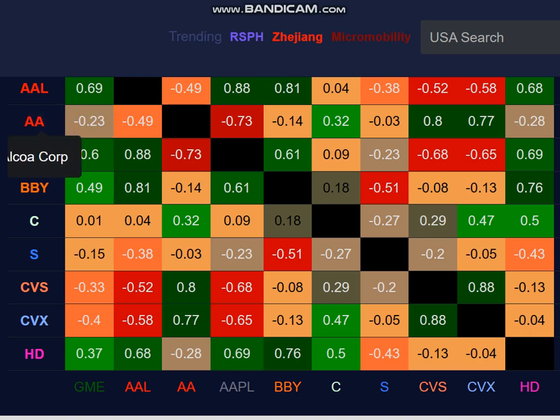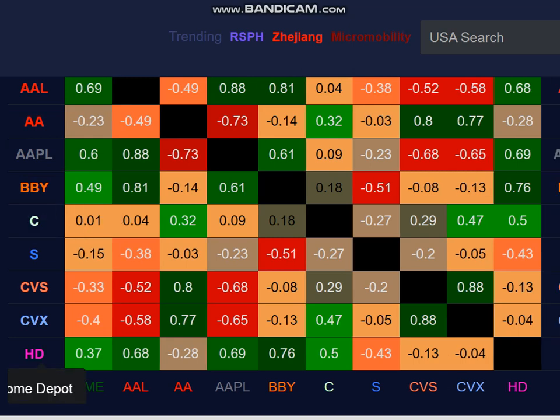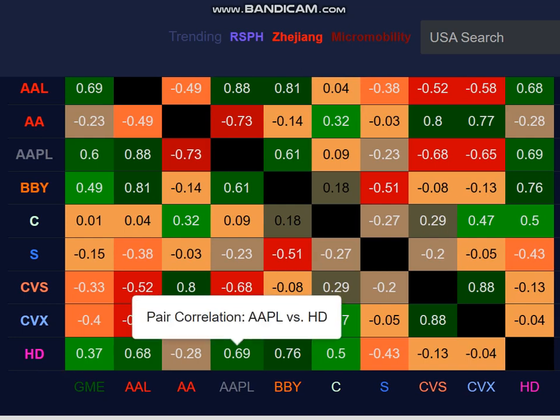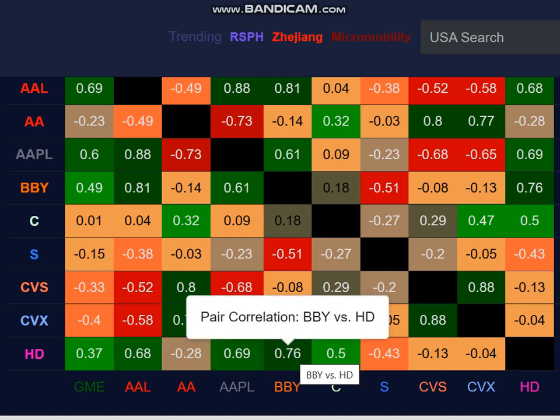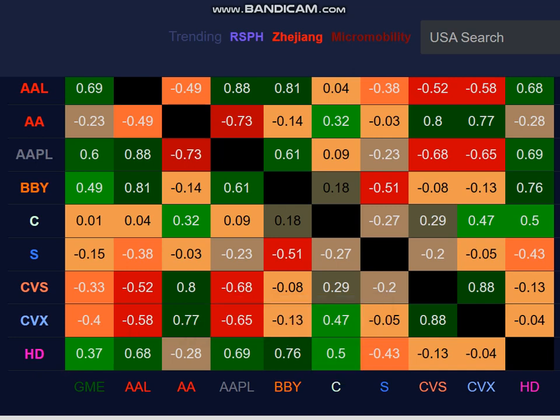American Airlines, Alcoa, Best Buy, Home Depot. That's what we want to look at. We want to look at three stocks, which we'll have a look at later, but this is the kind of correlation matrix that you want, which shows that when Home Depot goes up, Apple tends to go up, Best Buy tends to go up. So you've got these correlation pairs, and of course, the black one is with themselves. So they would just be one, because obviously when Apple goes up, then Apple goes up.